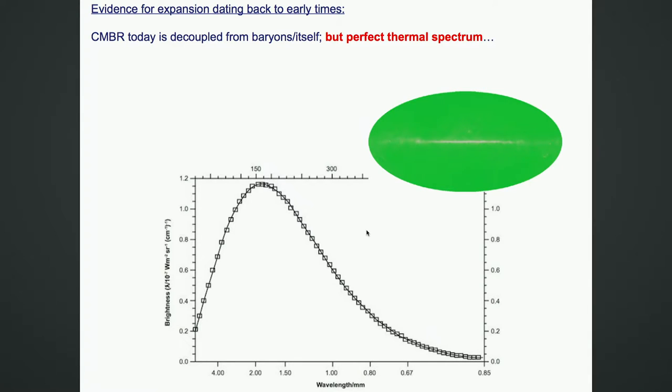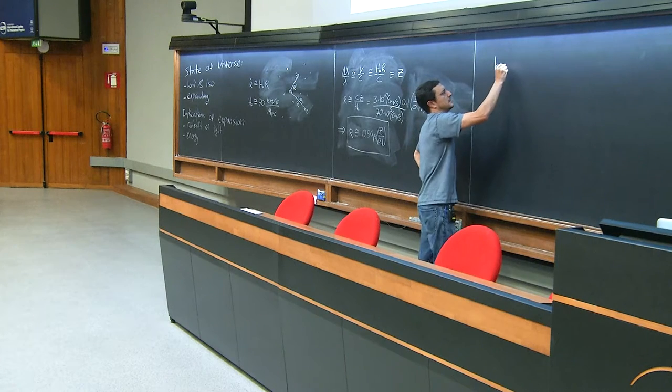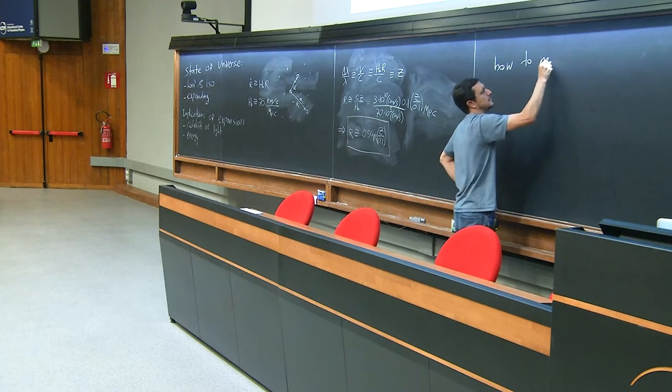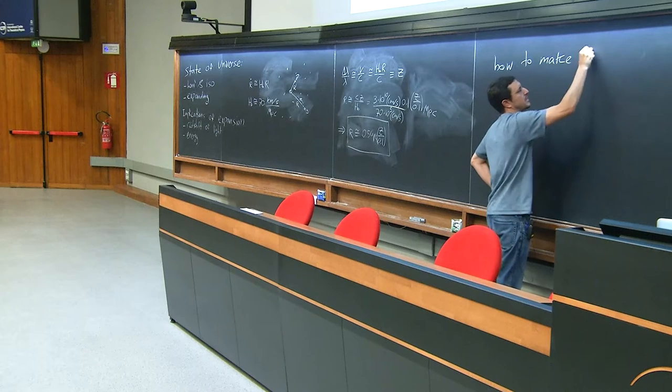And to appreciate it, I want you to think a little bit about how you've been told in class, in undergrad, that people create blackbody spectra in the lab. How do we make a blackbody spectrum? Well, the idea is that you put a light bulb, or a light source, in a closed cavity. How to make a Planck spectrum.